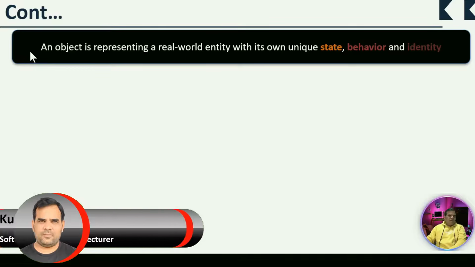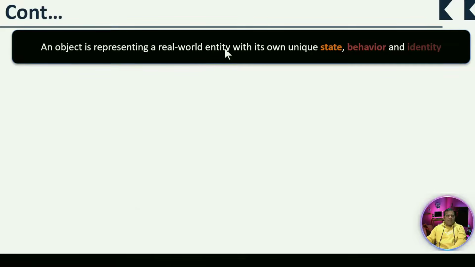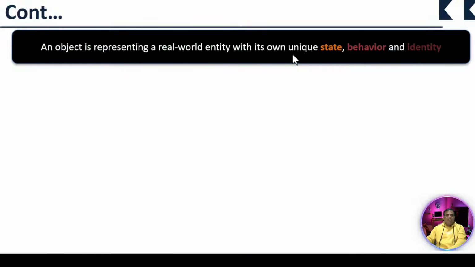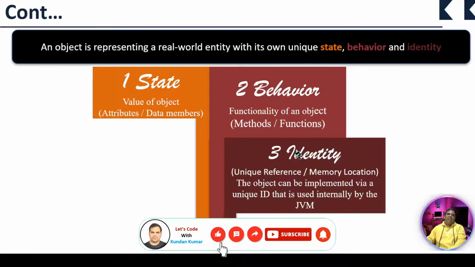As we know, an object is representing a real world entity, but each instance of the class, that is an object, has its own unique state, behavior and identity. State represents the value of the object, meaning data members, so each object can have its own data. Behavior means methods or functions, so each object has its own functionality. Identity means each object has its own memory in the computer, in the RAM.